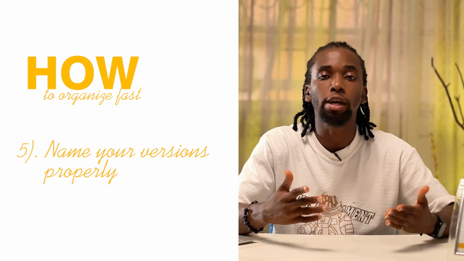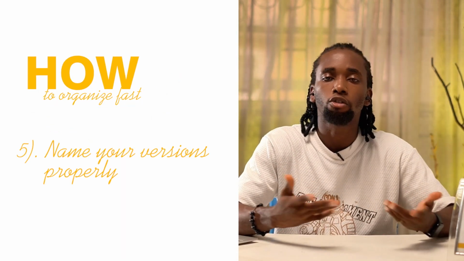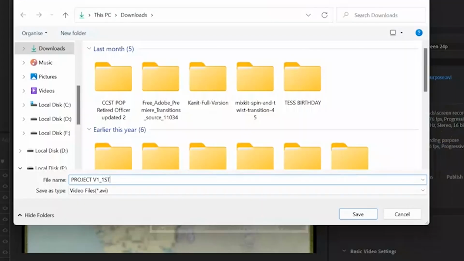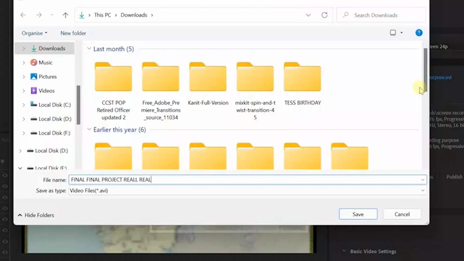Step 5 is to name your versions properly. Instead of using random names like Final, Final 2, Real Final, I've been a victim of this. When you name your project with special names like Project Version 1 and adding something else to remember, it makes it better organized than having the first version as Final, the other one Final Project, Real.